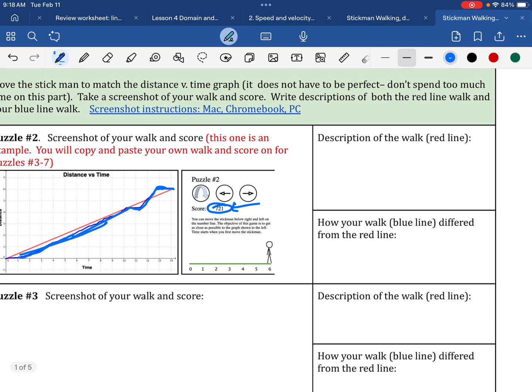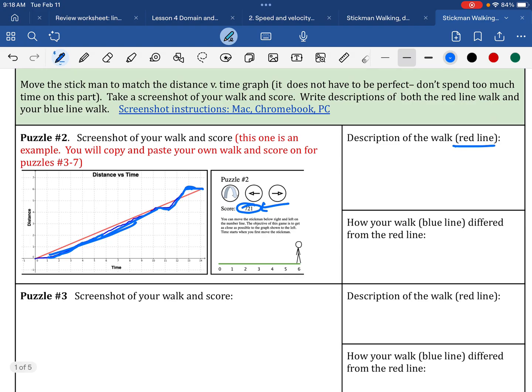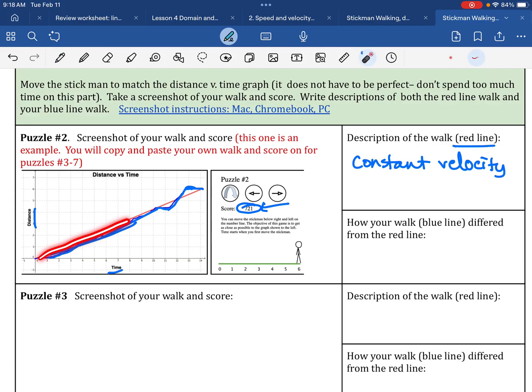And then you're going to write a little description. You're going to write a description of what the red line shows. So the red line shows constant velocity. We know from our Lesson 3 notes that a straight distance versus time graph means a constant velocity. And we could even give it some numbers if we wanted, but this is sufficient, constant velocity.